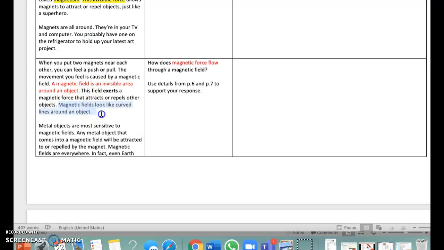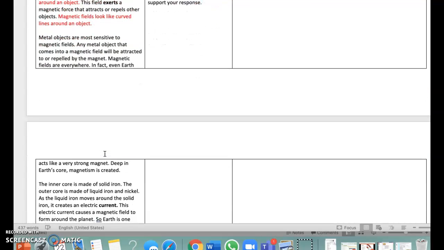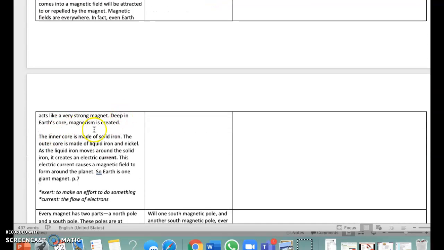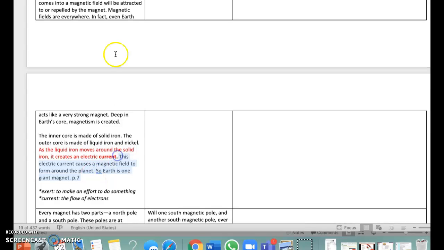The magnetic field looks like curved lines around an object. Metal objects are most sensitive to magnetic fields. Any metal object that comes into a magnetic field will be attracted to or repelled by the magnet. Magnetic fields are everywhere. In fact, even Earth acts as a strong magnet. Deep in the Earth's core, magnetism is created. The inner core is made of solid iron, the outer core is made of iron and nickel, and the liquid iron moves around the solid iron. It creates an electric current. This electric current causes a magnetic field to form around the planet. So Earth is one giant magnet.